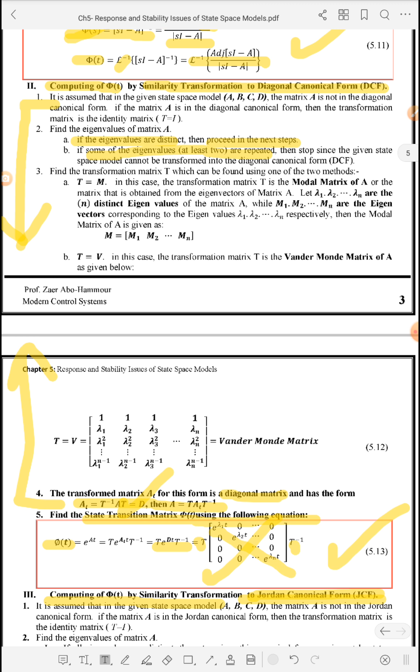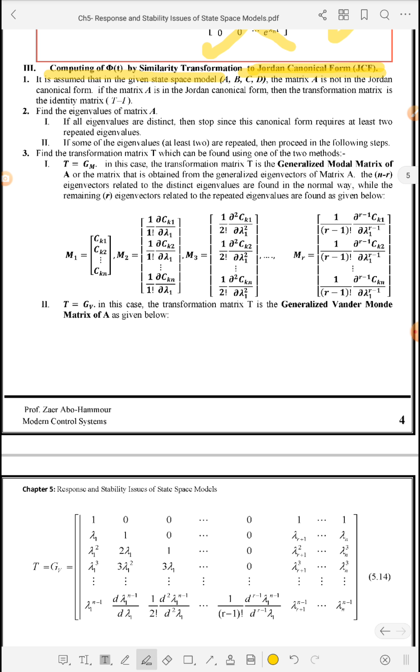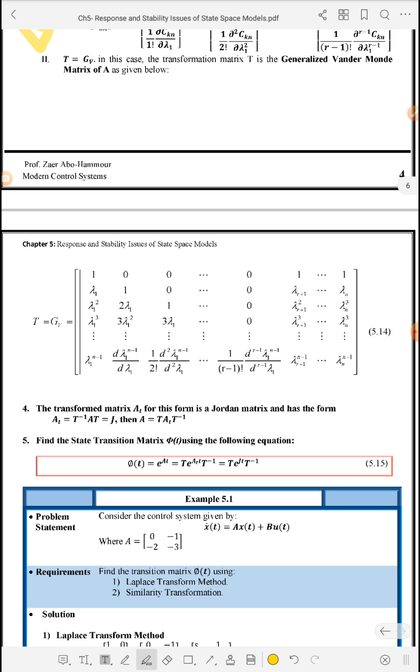As I discussed previously regarding the DCF, all the steps from step 1 till step 4 will be identical to what we covered in the previous chapter in order to obtain the transformed matrix AT of this JCF form. And AT we will obtain using this formula, and it will be a Jordan matrix as we have previously covered. Based on that, we find the state transition matrix phi of t, which is equal to e to the power At, which is equal to T e to the power Jt multiplied by T inverse. So these are the main methods that are used for the calculation of the state transition matrix.